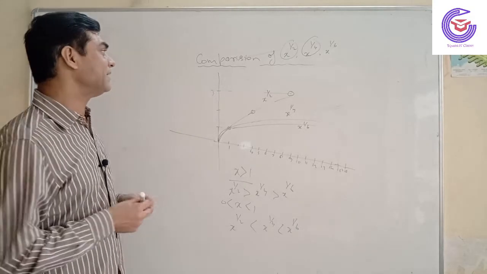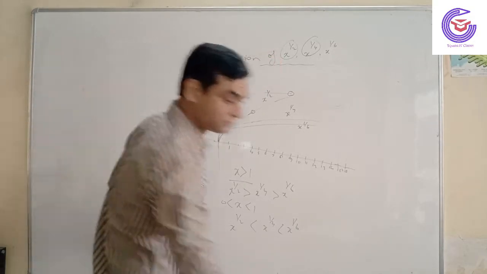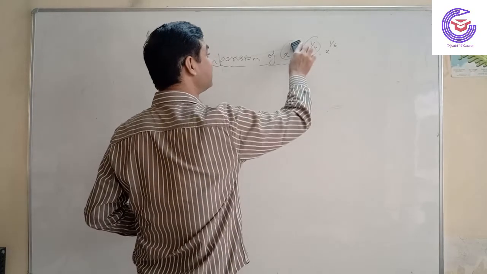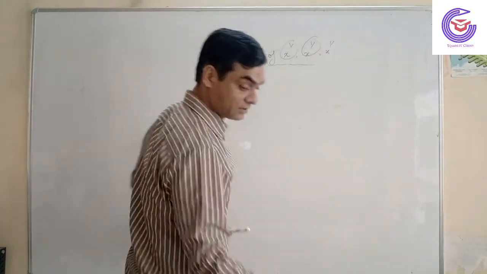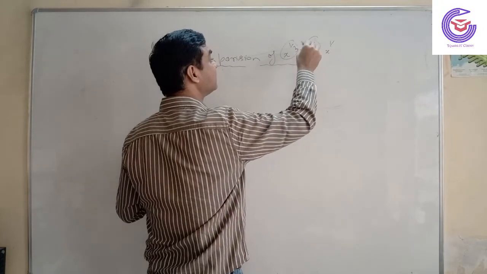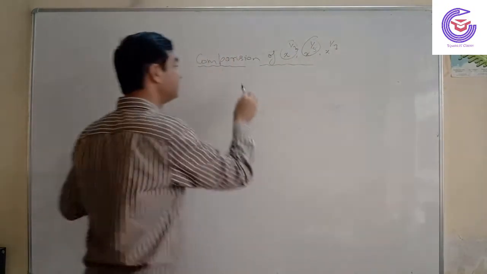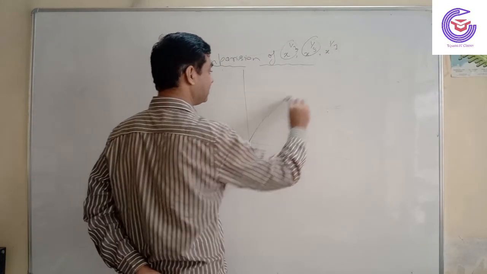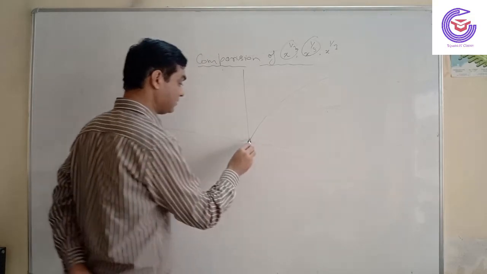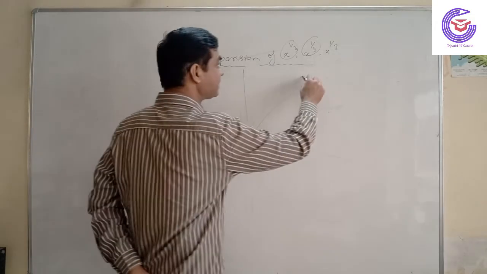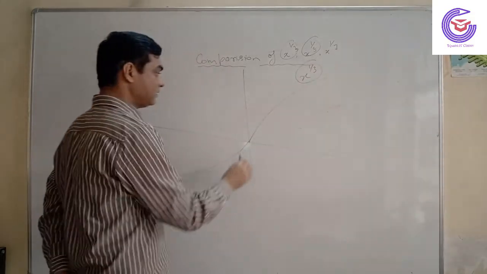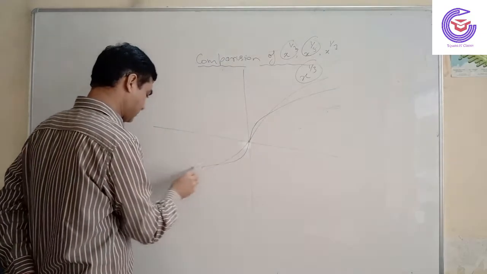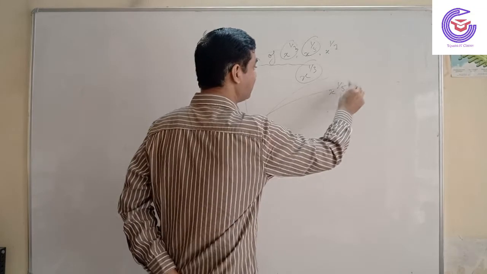In a similar manner you can compare the odd ones also. So I'll make the graph of the odd ones as well. In the comparison part, suppose this is 3, this is 5, this is 7. So this will look something like that. The first one is x to the power 1 by 3. The second one is your x to the power 1 by 5.